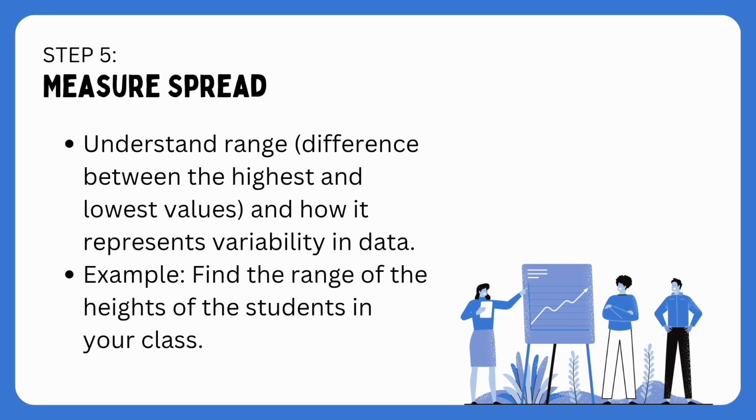The next step, number 5, is to measure spread. That is variance between the data. For this we must understand how to find out range. The difference between the highest and the lowest value is called range, and how to represent variability in the data. Example, the range of the heights of the students in your class. For this you will find the difference between the highest height in your class and the lowest height in your class.